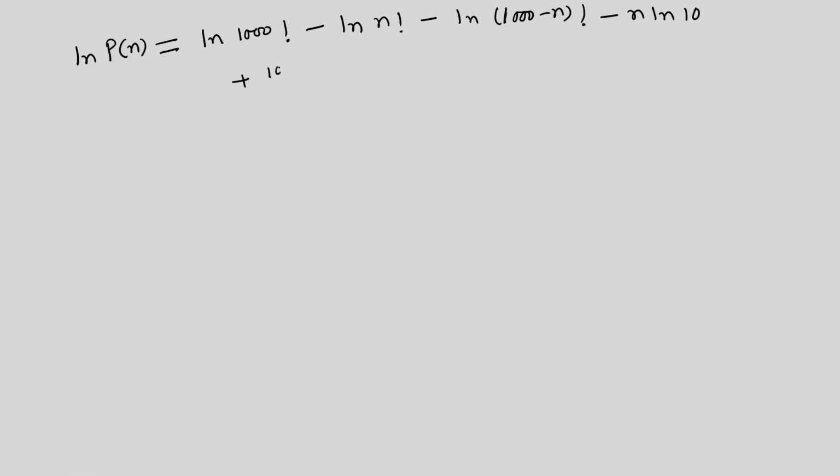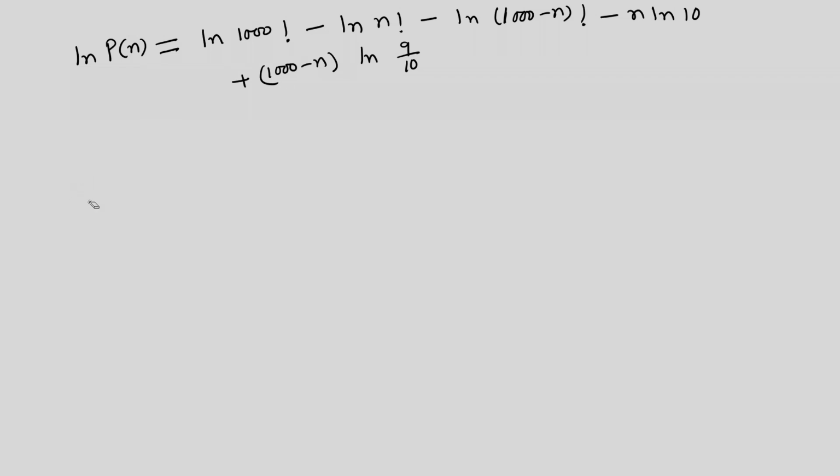Now, if you take log of both sides, we get, so if you take log of Pn, we get ln Pn equals to ln 1000 factorial minus ln n factorial minus ln 1000 minus n factorial minus n ln 10 plus 1000 minus n times ln 9 by 10.